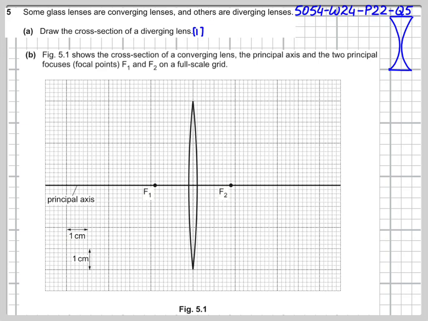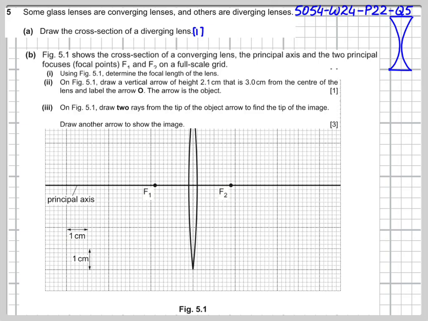The principal axis, that is this line, and the two principal focuses, this is focus 1, this is principal focus 2, these are actually focal points as well, are drawn on a full scale grid. So now what do you need to do? First thing, you need to use this figure to determine the focal length. Now focal length is basically the distance from the center of the lens to the focal point, either to the left or to the right.